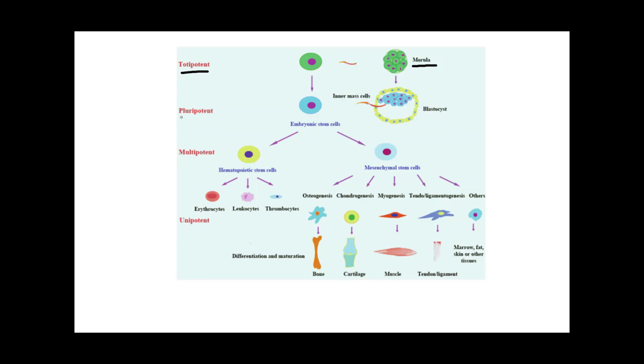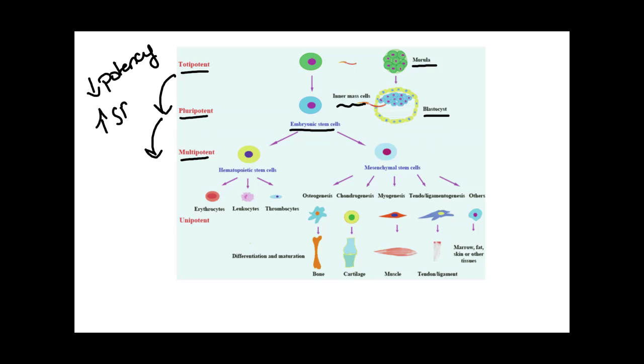Then we have the pluripotent stem cells, or the embryonic stem cells, which are gotten from the inner cell mass of the blastocyst, which occurs 4 days after fertilization. The next stem cell is the multipotent stem cell. As you can see here, the more we move downwards, the lower the potency and the higher the specialization that occurred.